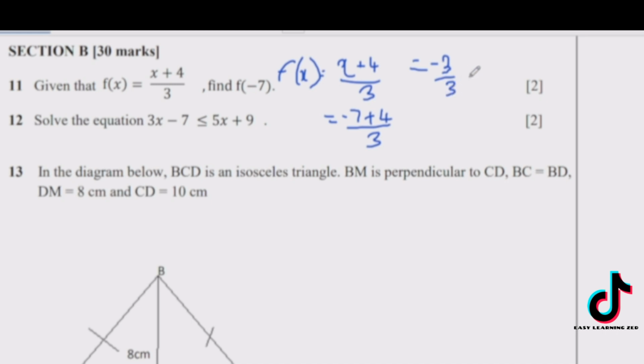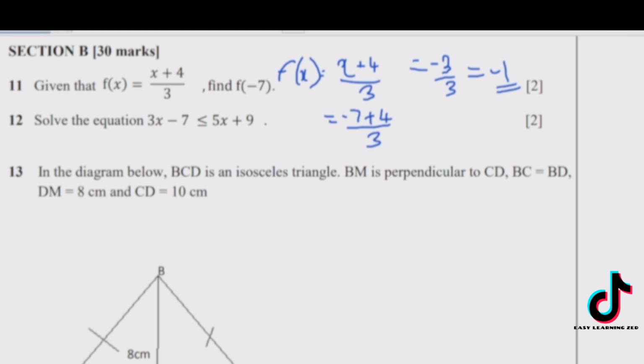Then next we're going to divide -3 by 3, which will give us -1. Okay, so that is the correct answer for question 11 in section B. Question 11 has the answer -1. If you have questions, you can ask. Otherwise, that is the correct answer. We can go to question number 12.